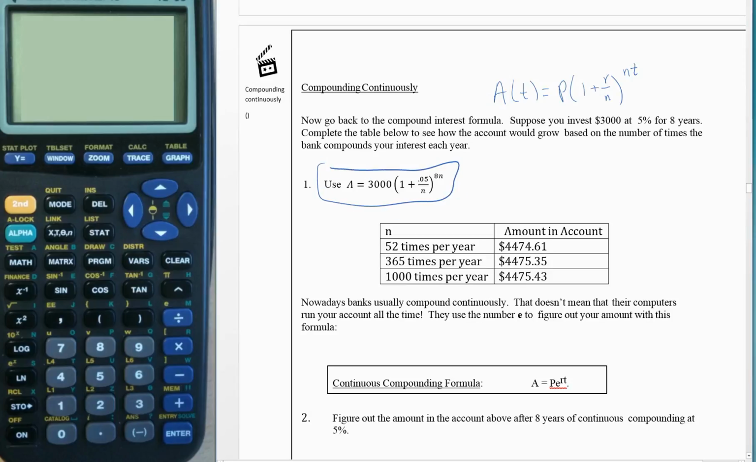So now we're kind of letting the number of times we compound it be our variable, n. So if you compounded it 52 times a year, so that would be once a week, after 8 years you would have $4,474.61. Okay, well what if you did it 365 times a year, so every day instead of every week? Well, it's not a huge jump, but you would have $4,475.35. Okay, you would get a little bit more.